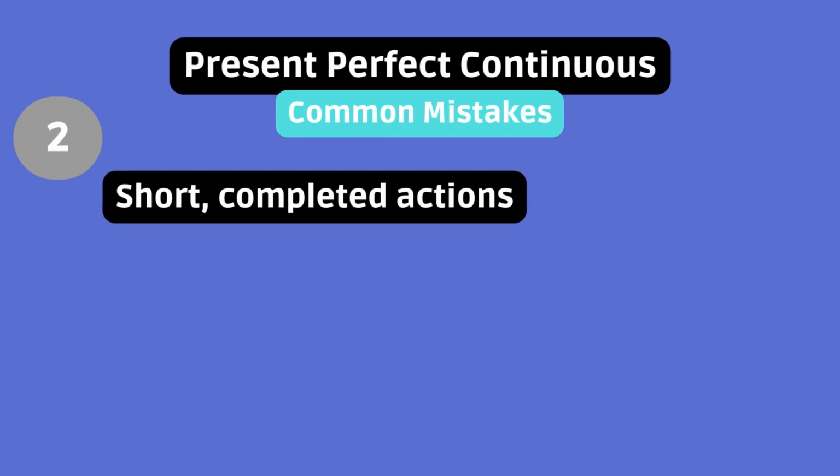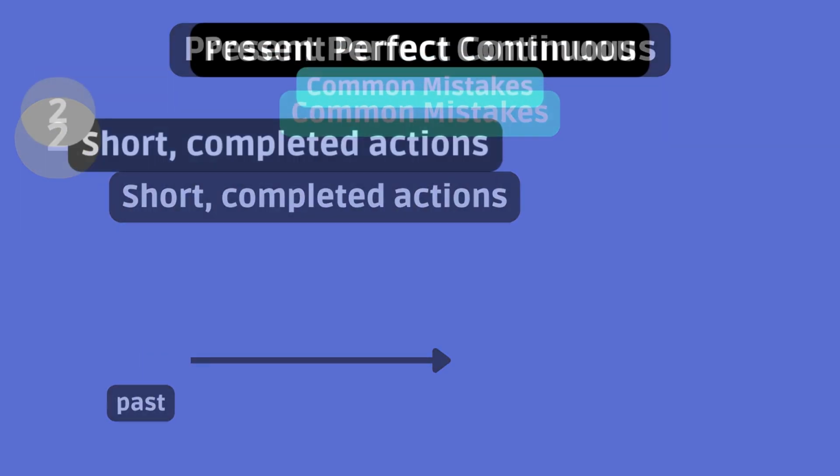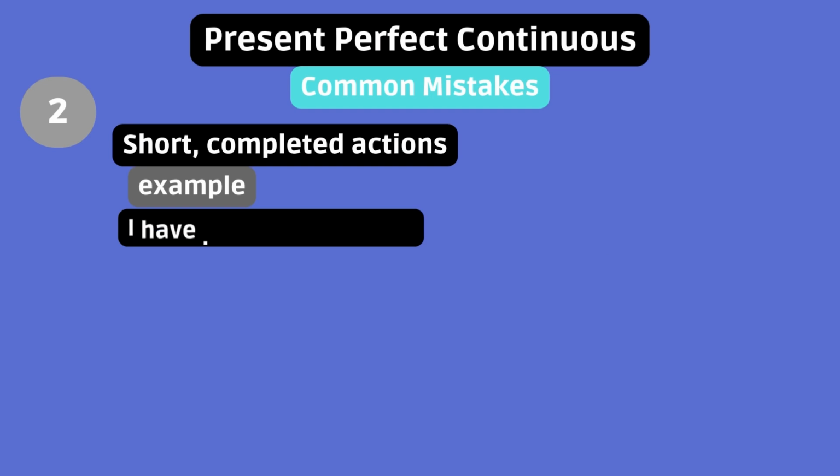Short, completed actions. The present perfect continuous is typically used for actions that started in the past and are still ongoing or have just been completed. Using it for short, completed actions may not convey the intended meaning. You need to maintain a sense of continuity. Example: I have been eating lunch. This suggests ongoing eating.